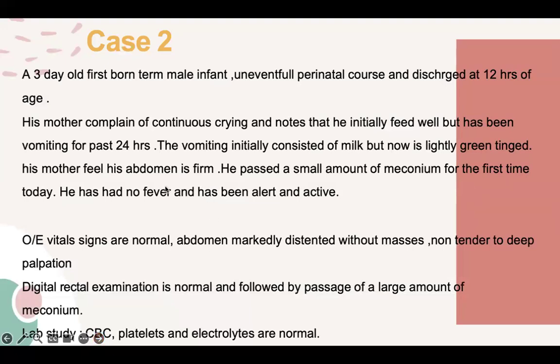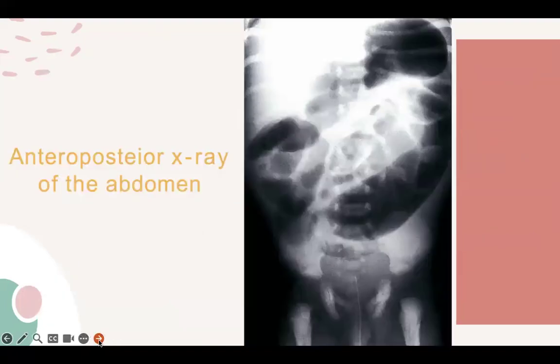So delayed passage of meconium can be seen in Hirschsprung disease, and can be seen in cystic fibrosis. So differentially it can be Hirschsprung or meconium ileus. Okay, these can be the initial differentials.